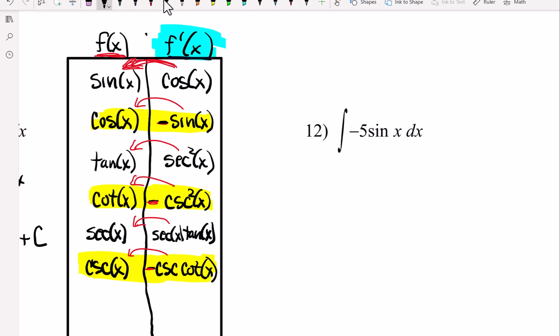Well, look, we've got negative sine right there. So you don't bring negative 5 out. You bring 5 out and leave negative sine, and the integral of negative sine is positive cosine. So that's the indefinite integral.